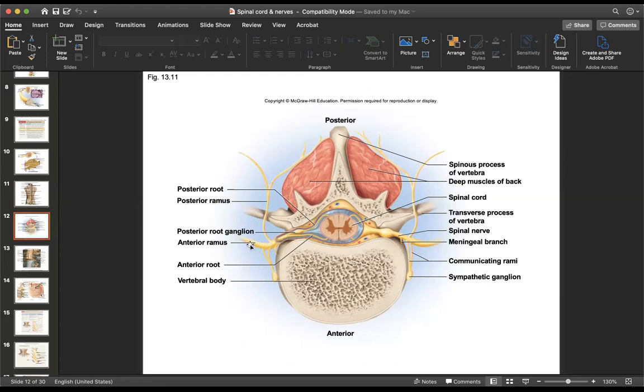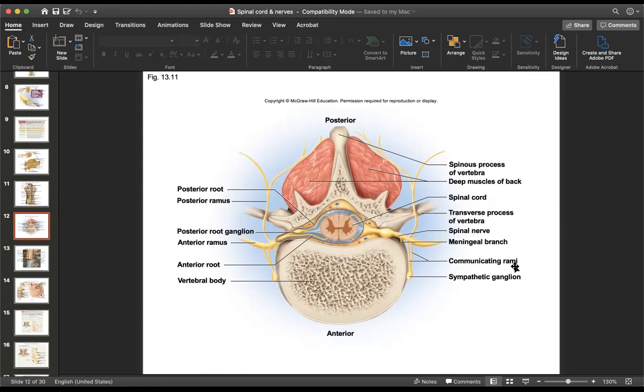You've got this very thick, very large anterior ramus. The posterior ramus again goes back and innervates the muscles of the back and anything posterior to the skin as well, posterior to the vertebrae. Now, this communicating ramus.